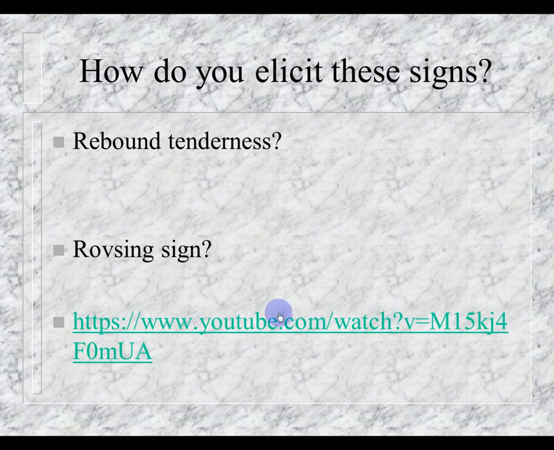On your own, unfortunately, you'll have to look at these YouTube videos because when I try to access them, it will not let me within this actual PowerPoint. That's what was causing me so much trouble. So I want to encourage you all to do that because it explains these. It shows you McBurney's point, and it explains Rovsing sign in detail.